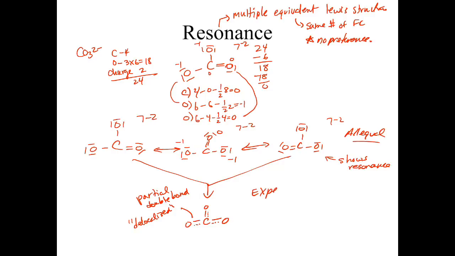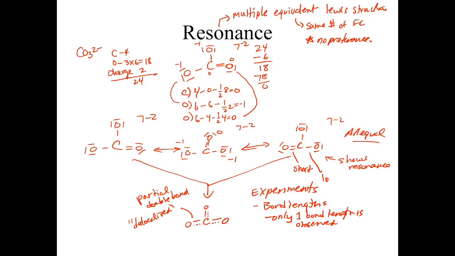Now the reason why we know this experimentally is that one proof for resonance is bond length. So when you look at carbonate and you look at the bond lengths in carbonate, you don't see two different bond lengths, right? The double bond and the single bond should have two different bond lengths. This should be a relatively short bond length. This should be a relatively long bond length. We'll talk a little bit more about bond length and bond order as we get into chapter 10.